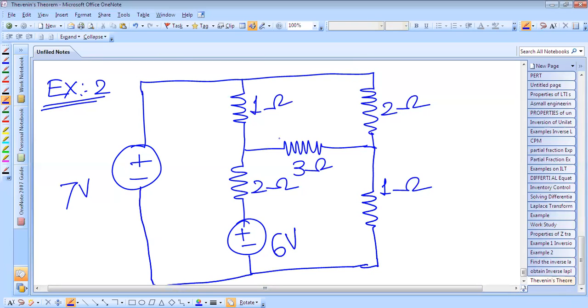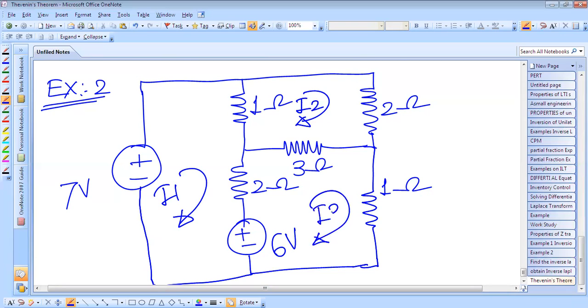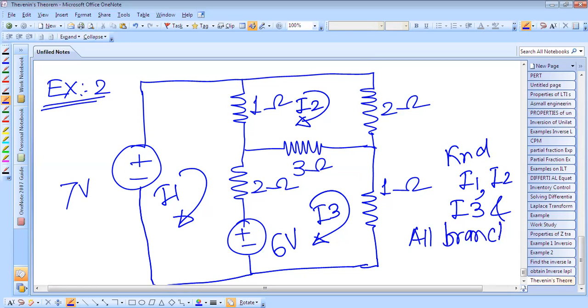Now we have to find this current I1, this I2 and this I3, and all branch currents. Branch current means how much current is flowing through this branch, how much current is flowing through this branch, like this. So first we have to find I1, I2, I3, and then we will find the branch currents.